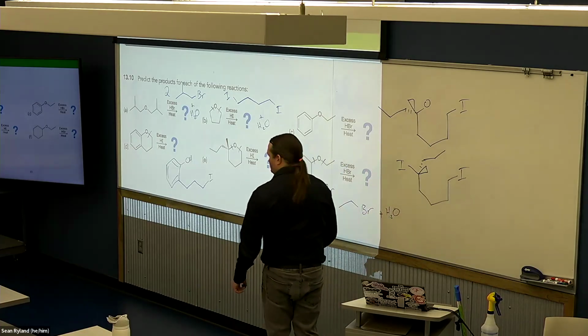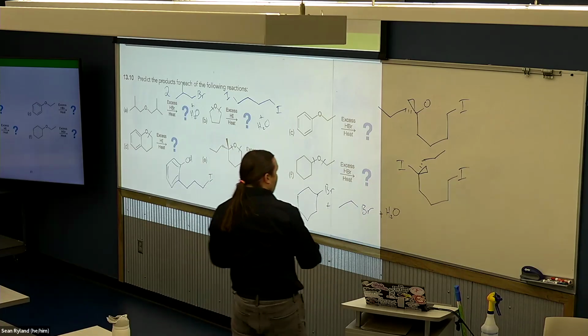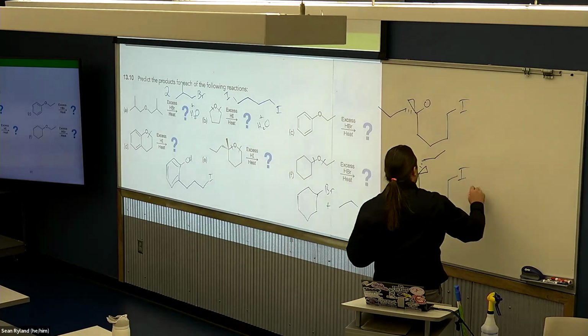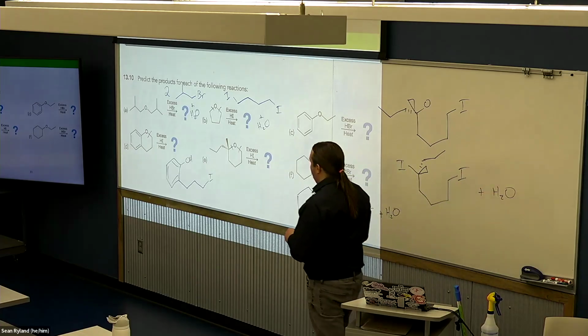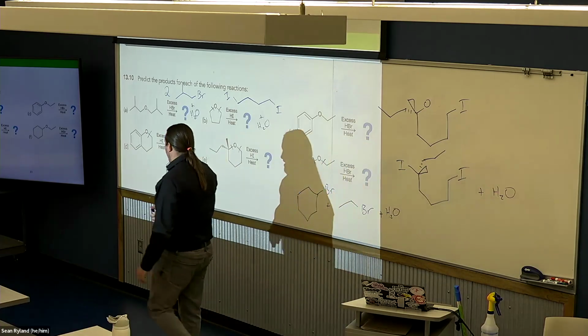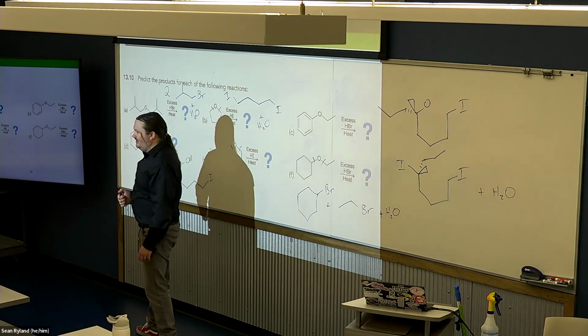What about for? Also plus water. Oh, except C and D do not have water, because the oxygen that would make the water stays attached to it.